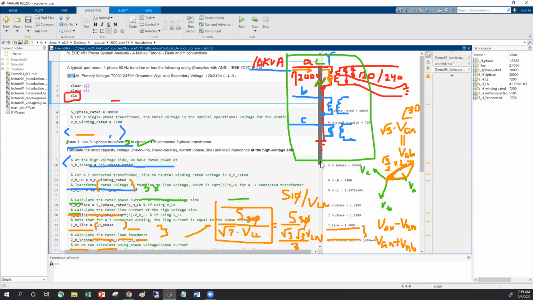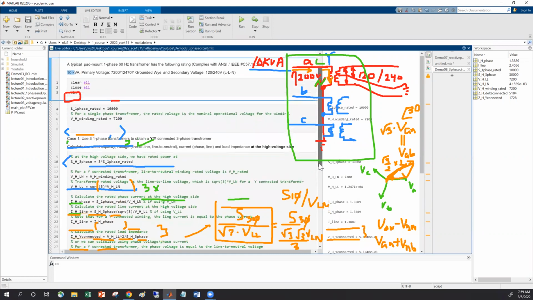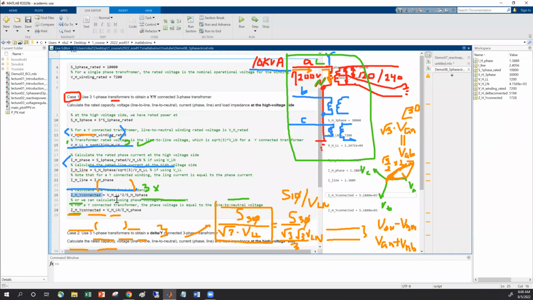So next, we're going to compute the loss quantity, which is the impedance here. Okay. So for the impedance, there are also 2 ways to compute it.